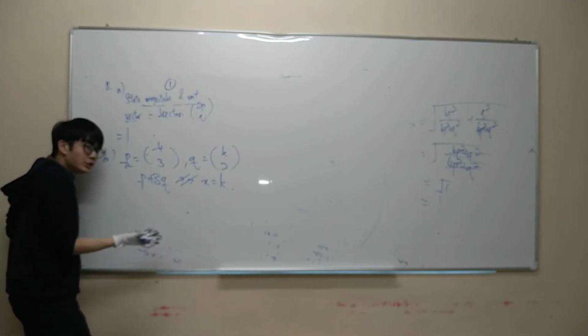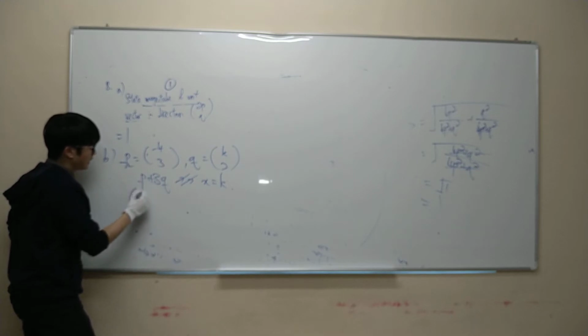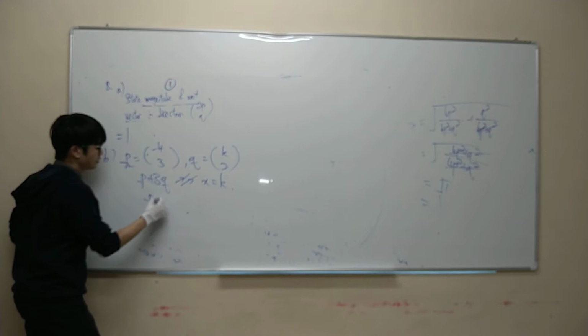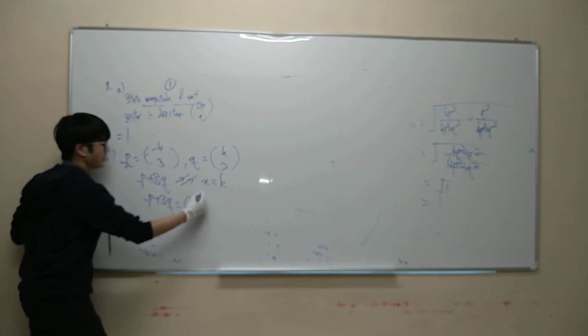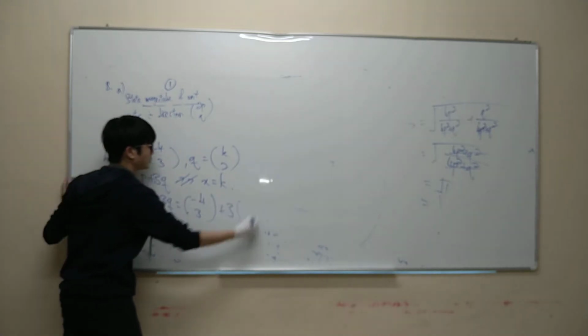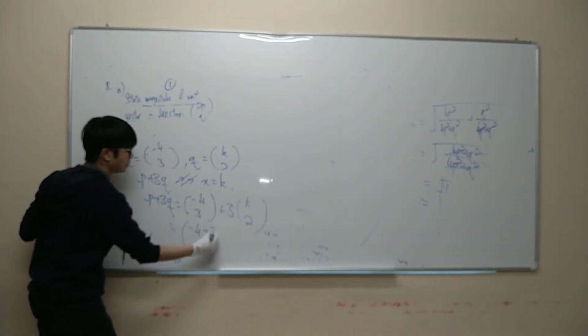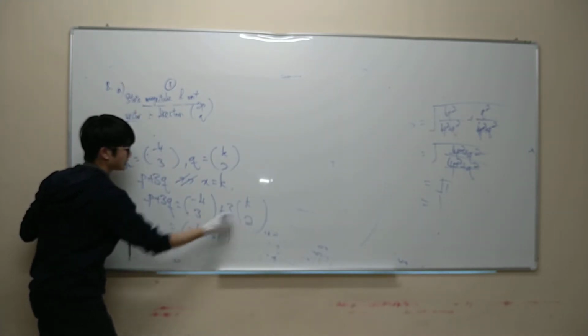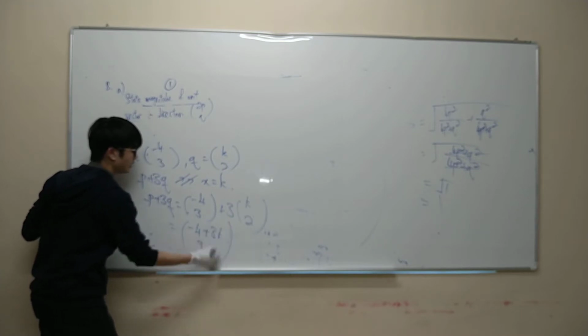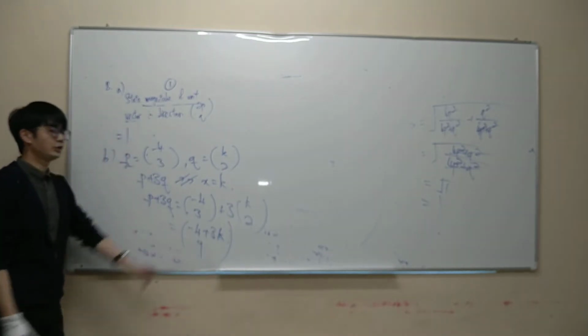Let's find p plus 3q first. p plus 3q equals negative 4, 3 plus 3 times q, which is k, 2. When you substitute, it becomes negative 4 plus 3k, and here 3 plus 6 is 9. So that will be the p plus 3q vector.